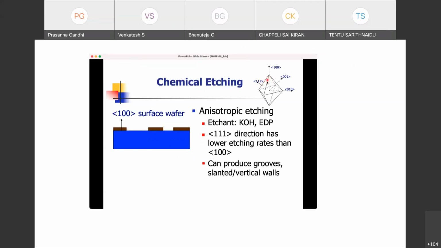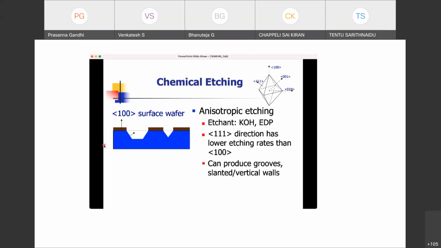So I get some kind of a cut which is at this angle to the 110 direction. That's what is going to happen, because in this direction etching is not going to proceed as fast as it proceeds in other directions. And that's why these kinds of cavities will be created. And these are very well defined angles that will be produced here based on the silicon crystal geometry.